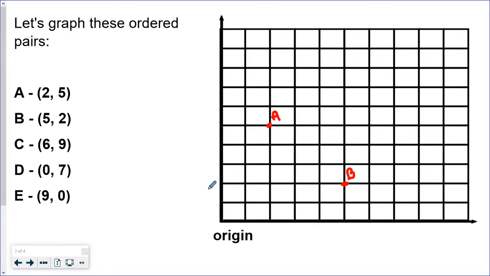Here's the next one, letter C. So we're going to start at the origin, and the first number tells us we're going to go over 6 places. And then the second number tells us we're going to go up 9 places. So we're going to start at the origin and go over 6 places. 1, 2, 3, 4, 5, 6. And now from here, we're going to go up 9 places. 1, 2, 3, 4, 5, 6, 7, 8, 9. And so that would be this point right here. I'm going to put a point right there, and I'm on letter C.